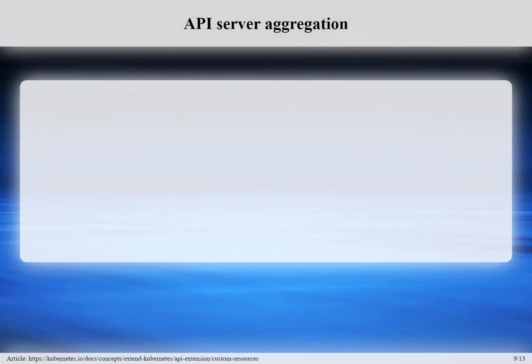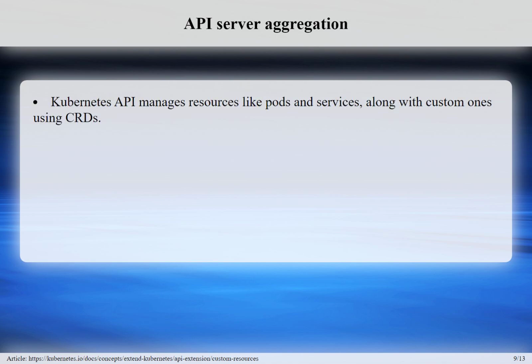API server aggregation. Kubernetes usually requires specific code to handle REST requests for each API resource and manage their storage. The primary API server does this for built-in resources such as pods and services. However, it can also manage custom resources using CRDs, custom resource definitions.